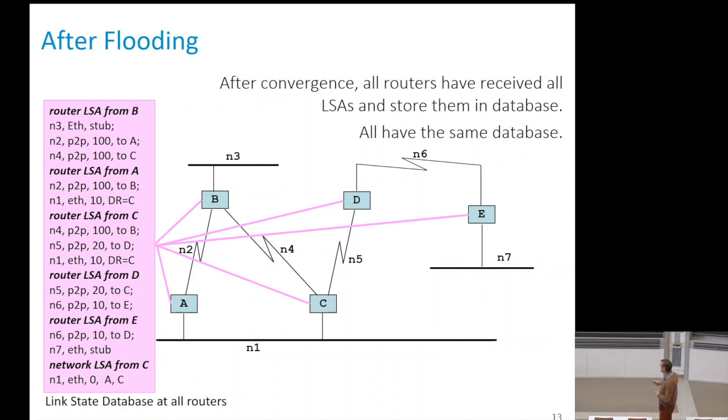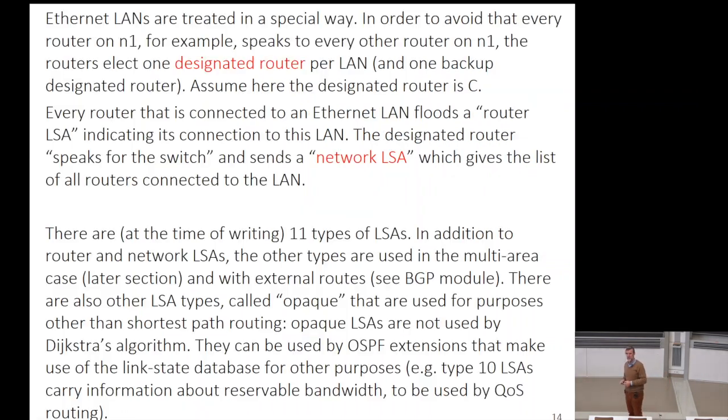So in particular, this means that A will not speak for N1, but A will simply say, I am on N1, and the designated router for N1 is C. So for all details about N1, you need to go to C. This is how things are done with OSPF. We'll see that this comes from the need to do shortest path routing on a graph, and a graph cannot have nodes that are multiple nodes.